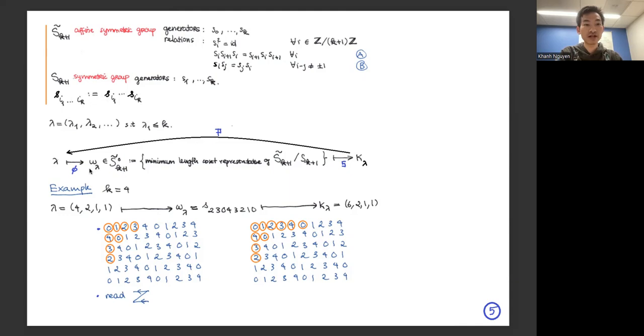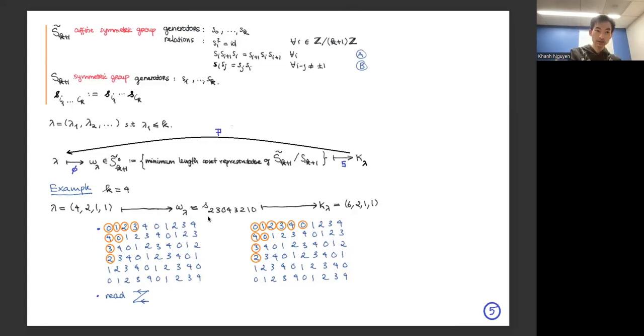Now I start to define the maps phi, S, and P here. I do not give you the general definition; you can find it in my paper. But here you can understand the maps through this example. So I consider k equal 4, and I suppose that lambda equals (4, 1, 1). Now I want to define the element W lambda inside the affine symmetric group.